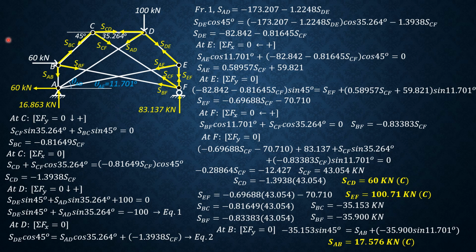So that's it for this problem. It's lengthy, but this is more or less the method that most of the students can think of. The third method is what we call the method of substitute member. So this is a specially made method for complex trusses.